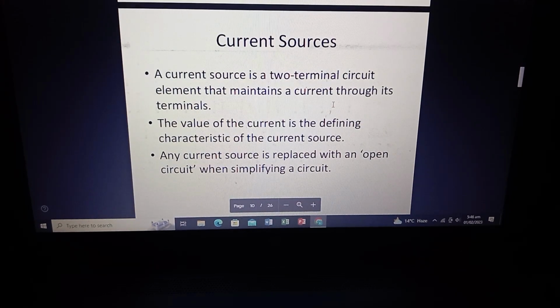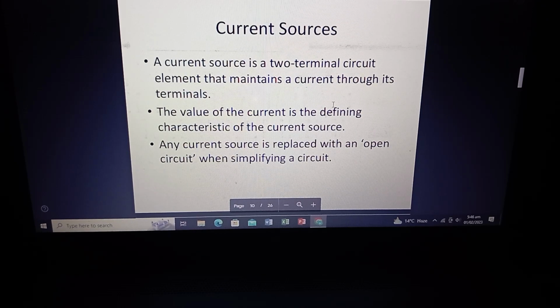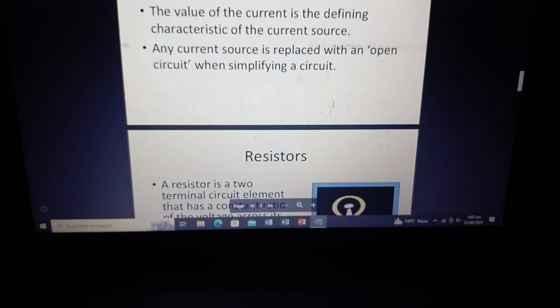Next, the topic is current source. A current source is a two-terminal circuit element that maintains a current through its terminals. The value of the current is the defining characteristic of the current source. Any current source is replaced by an open circuit, which simplifies a circuit. It means that when we replace the current source, we open the circuit.